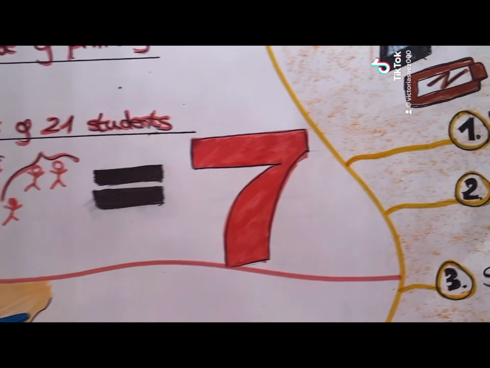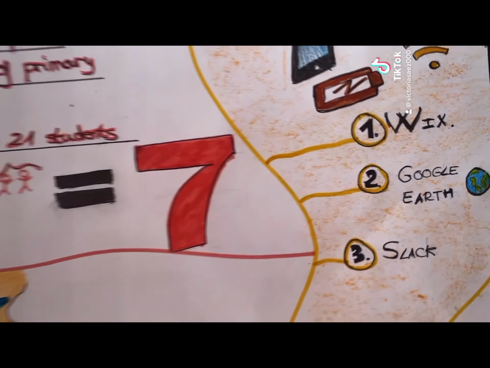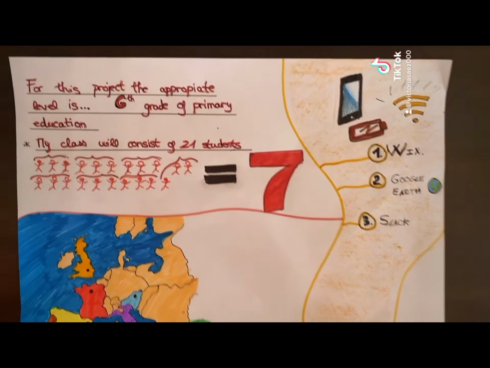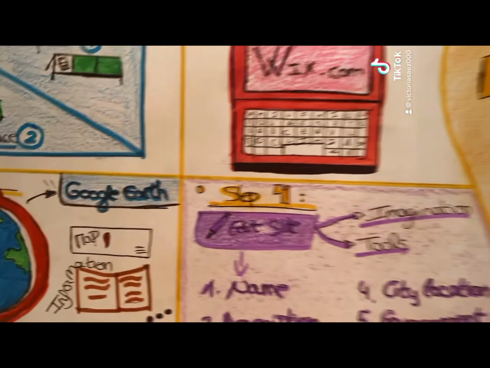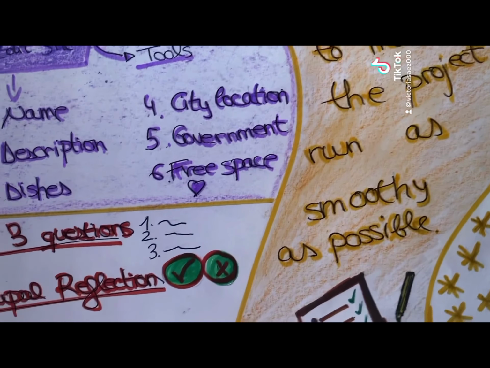The tools they need are a laptop and a lot of interest. Also, the 3 tools that we are going to use are Wix, Google Earth, and Slack. Here are the steps that the children will have to follow to make the project run as smoothly as possible.